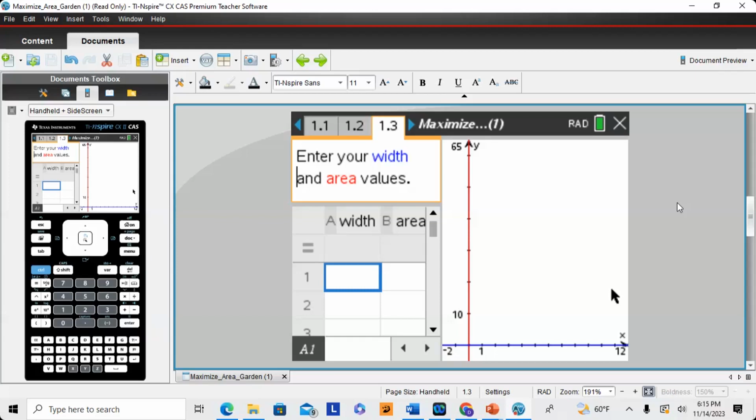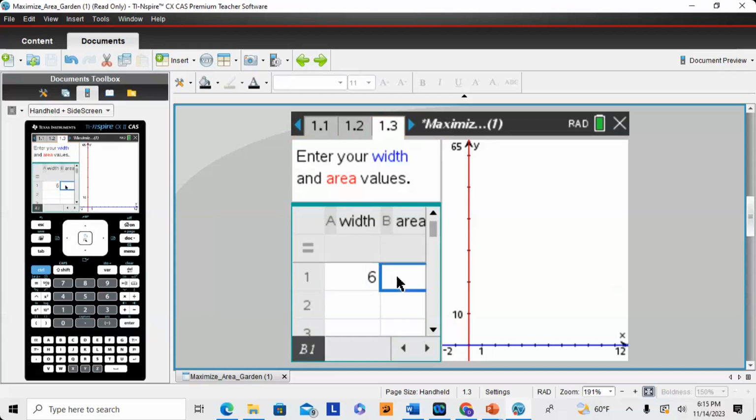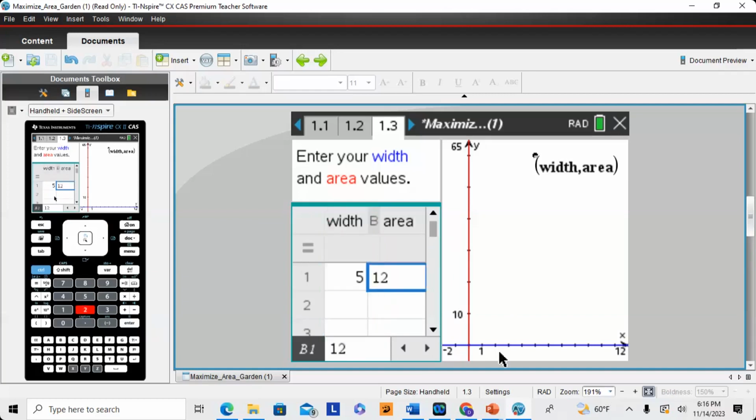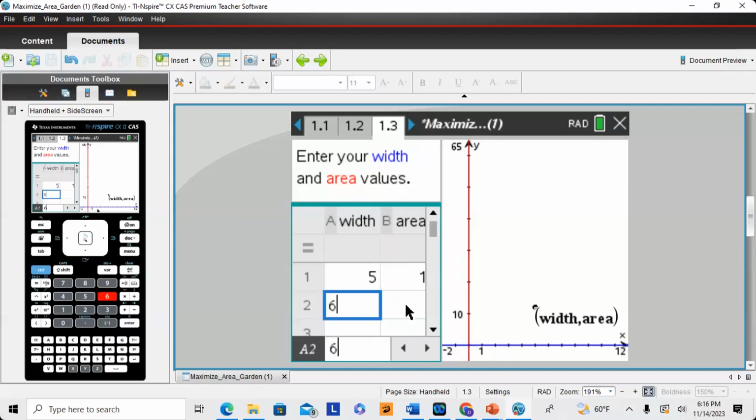All right, so far, Diana Losner, 6 by 10, 60 square feet. Kay Birchfield, 5 by 12 for 60 feet. Very good. So we have a 6 by 10 and then a 5 by 12. It's width and area, so we need to do 5 by 60 and then 6 by 60.